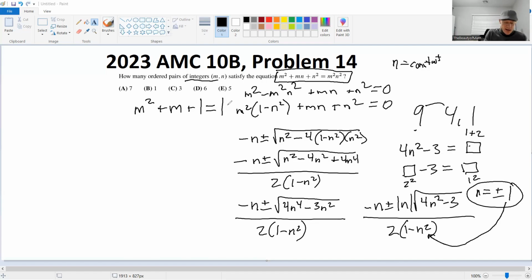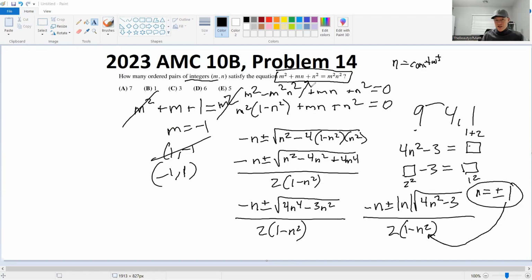Equals m squared, actually, sorry. Equals m squared. So at this point, the m squareds will just cancel, and you're going to get m equals negative 1. So when n was 1, we got negative 1 for m. Like this. Okay?